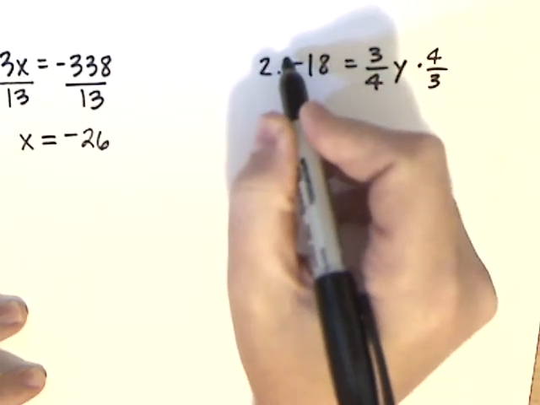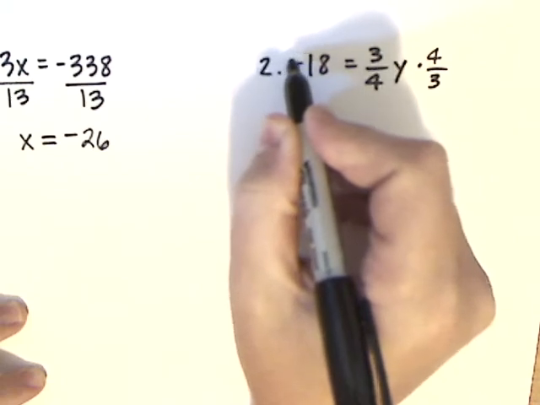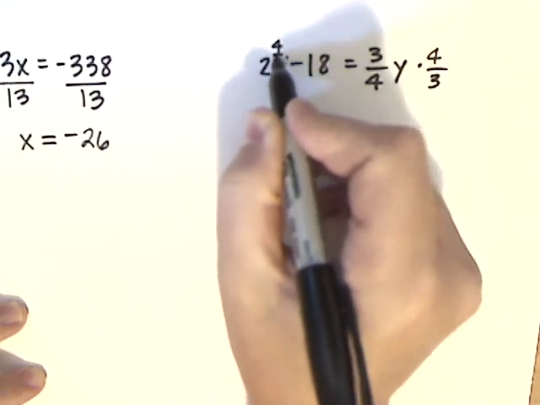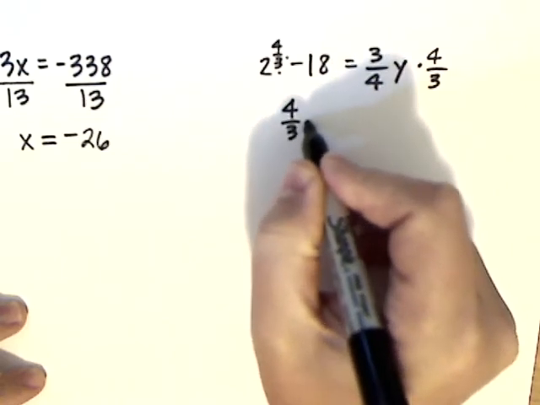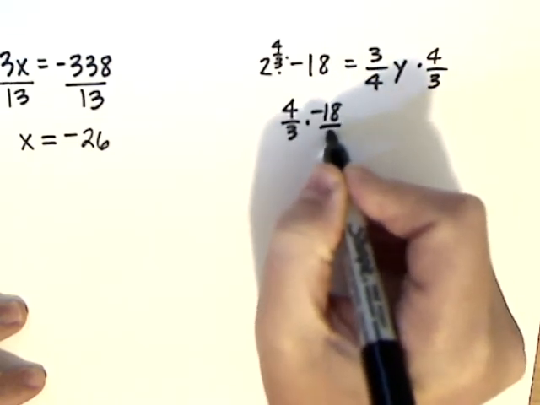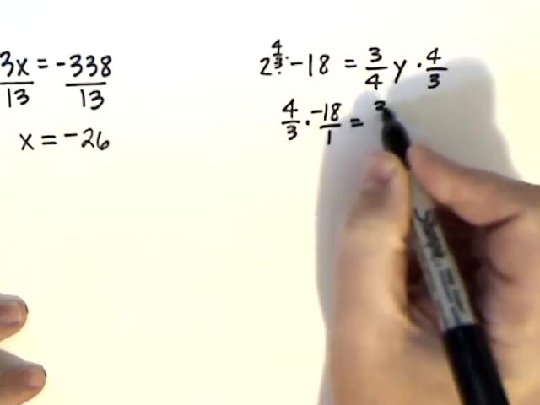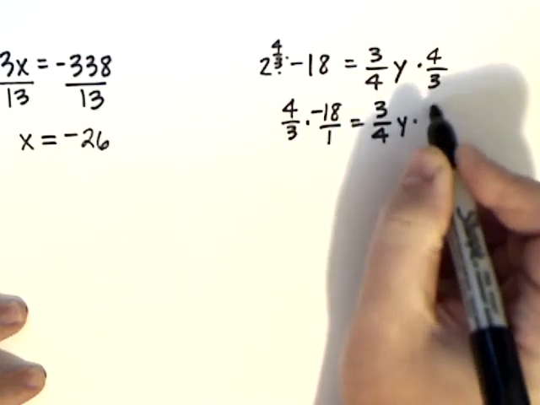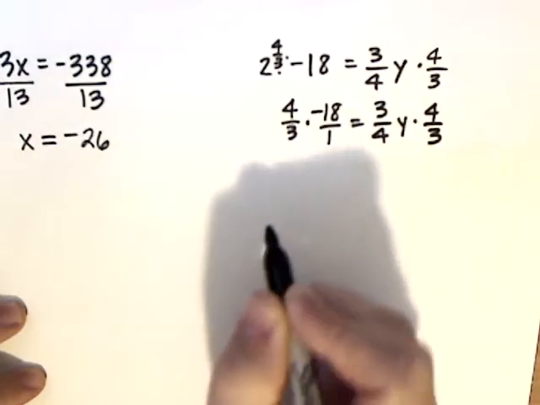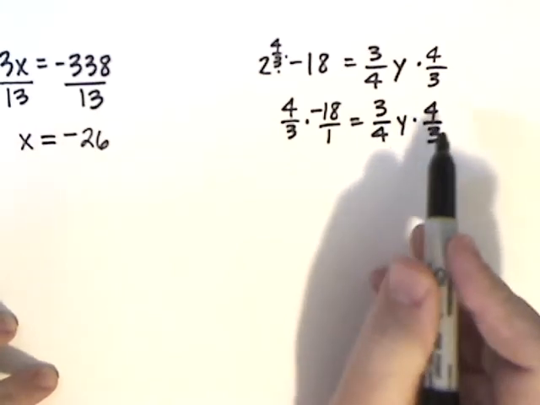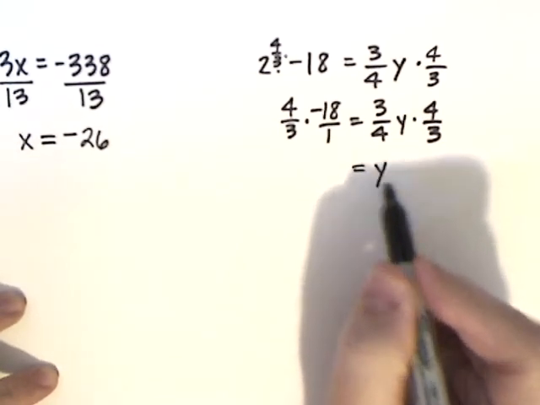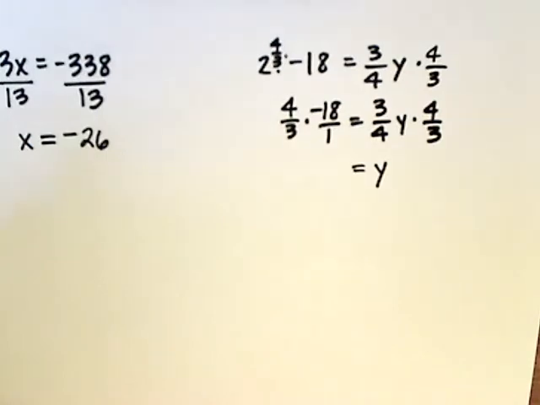So I'm going to take the negative 18. I should have left myself more room over here. I'm going to multiply it by 4/3. I'm going to rewrite that so it's a little nicer. 4/3 times negative 18 over 1 equals 3/4 y times 4/3. That looks a little better. Now, of course, here on the right side, the 3/4 times the 4/3 leaves me with a y. That's why I chose the reciprocal of 3/4, so it left me with y.